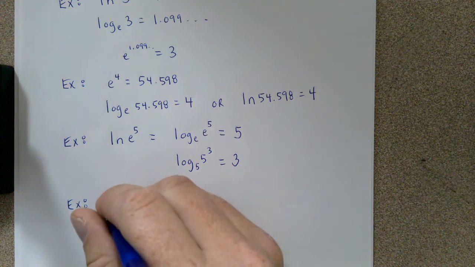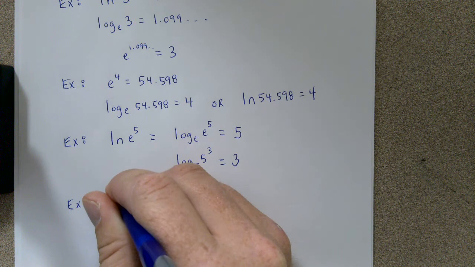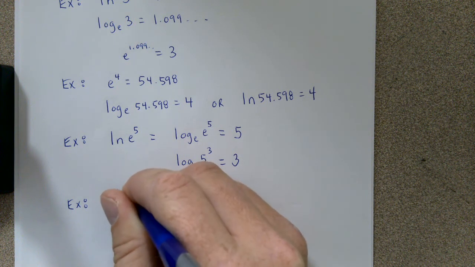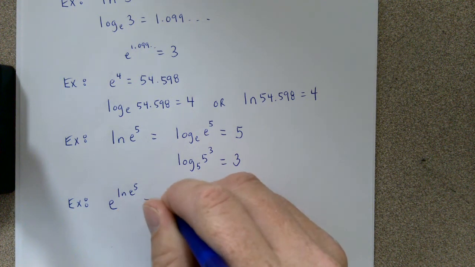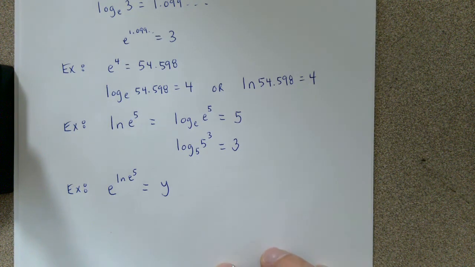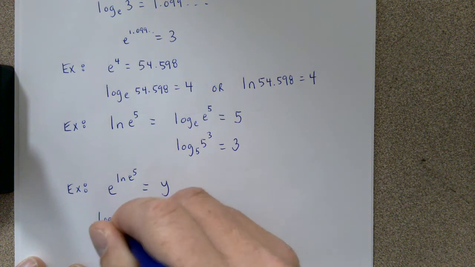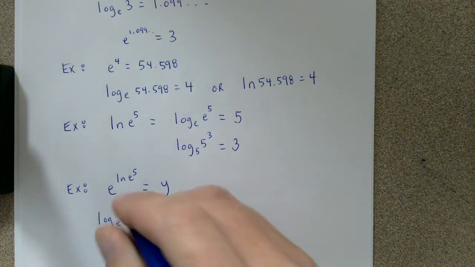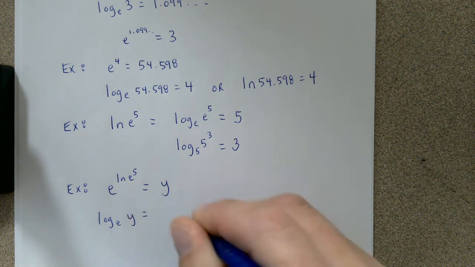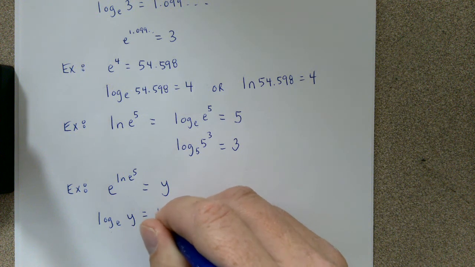Okay, let's look at another one. Let's say we have e raised to the natural log of e to the fifth. I'm going to say that's equal to y. So if we put it in log form, we're going to say this is log base e, so we bring the e down. We're playing switcheroo, so it's log base e of y is equal to the ln of e to the fifth.